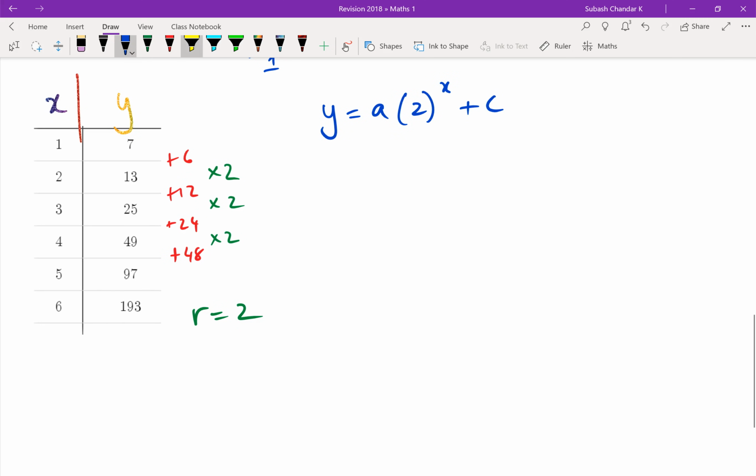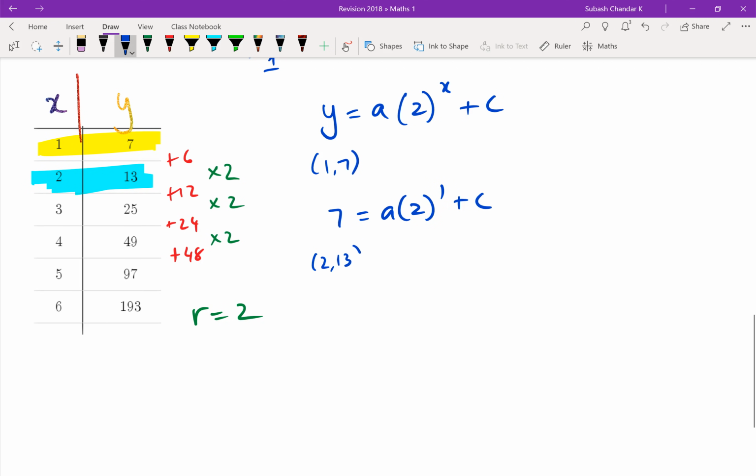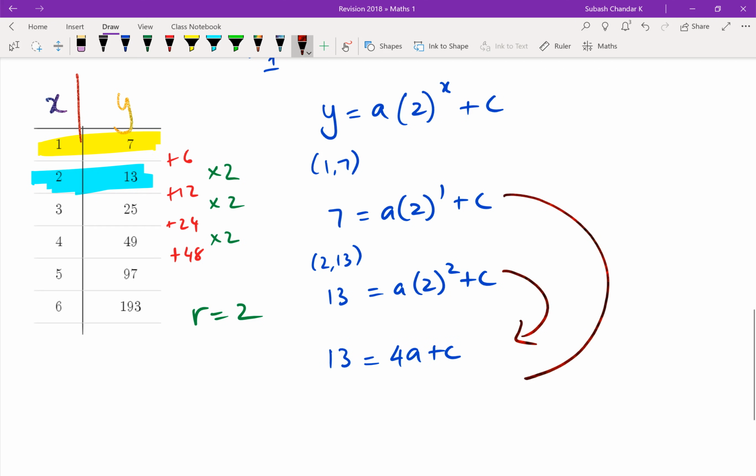Then take 2 points. I'm going to take point 1, 7, and when I do that, I get 7 equals a times 2 to the power of 1 plus c. Then I'm going to take the point 2, 13, which is 13 equals a times 2 squared plus c. I'm going to rewrite this as 13 equals 4a plus c, because 2 squared is 4, and the other as 7 equals 2a plus c.